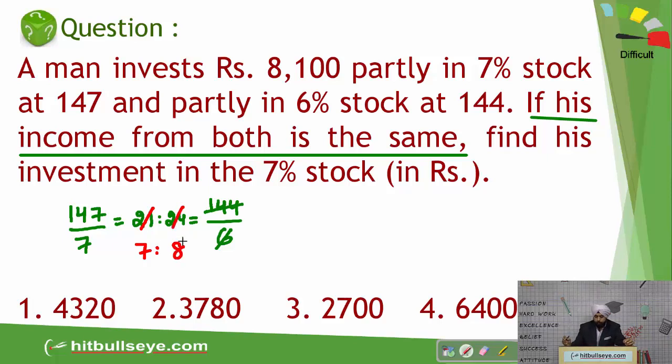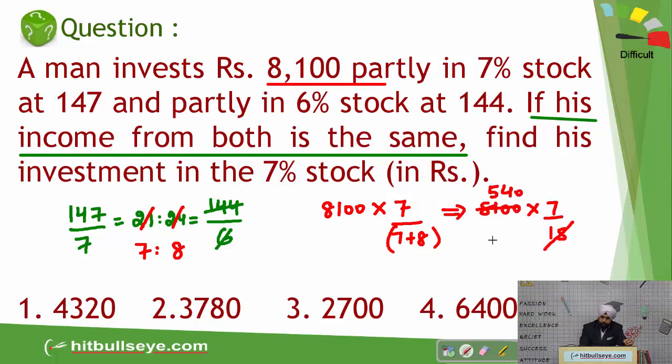You have almost done the question students. Now your total investment is given to be 8100. Now in the 7% stock it will be 7 by 15, that is 7 plus 8. So if you solve this, this is 3780. So your second option 3780 is the answer. Right students, let's move on to the next question.